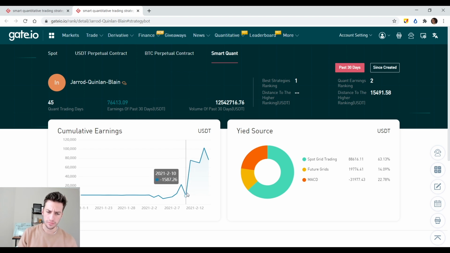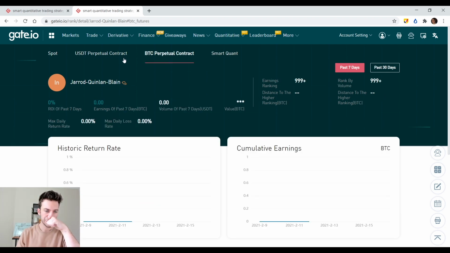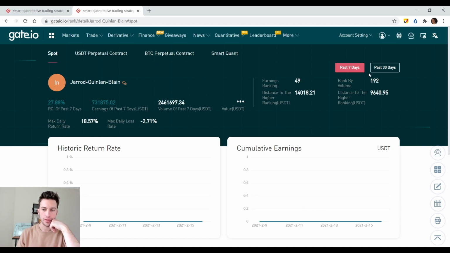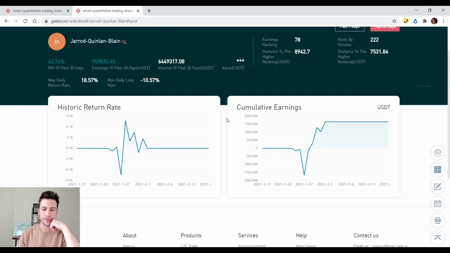And this person somehow made $74,000 in one day through grid trading. See this? No, 76,000. Like 76, 77,000 in one day on 210 to 211. I don't know what happened that day, but okay. What's that like diamond thing? So BTC perpetual contract, spot, past 30 days, so this looks like it's been pretty variable. All over the place, really.